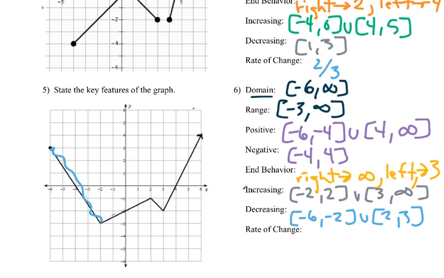Okay, rate of change. Well, let's say we chose this section from this point to this point. Then it would be the slope of that section, right? So we go up 2, to the right 4, so 2 over 4, or 1 over 2, 1/2. All right, so there's with our graphs.